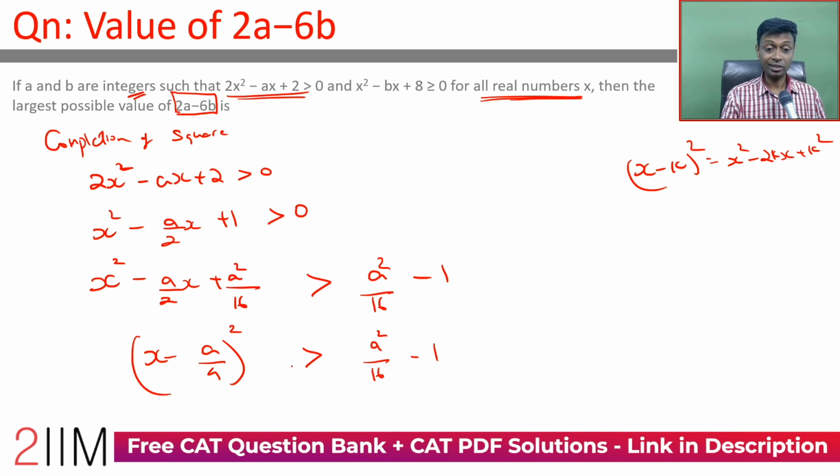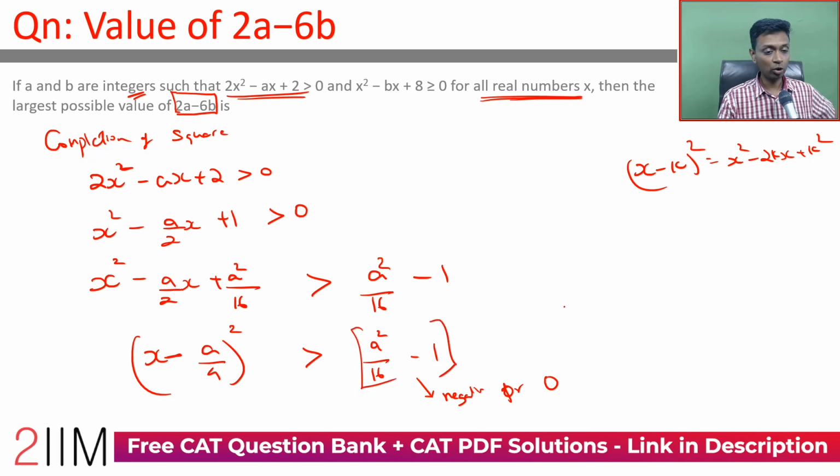Now remember, this is always true. This will always be true only if this is negative or 0. Right? So this always holds good. That means this expression has to be negative or 0. X minus a by 4 whole square is greater than 4 will not always hold good. X minus a by 4 whole square is greater than minus 3 will always hold good. Or a square by 16 minus 1 should be less than 0. It cannot even be equal to 0.